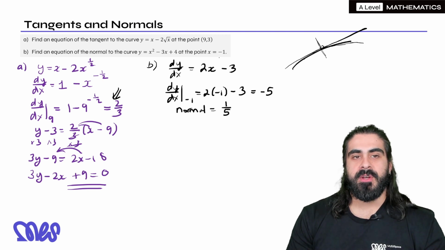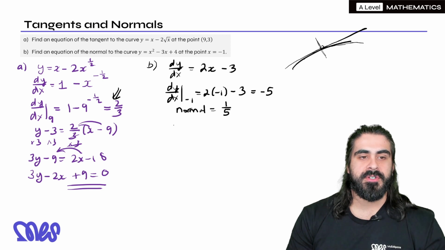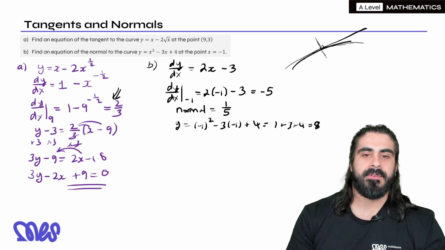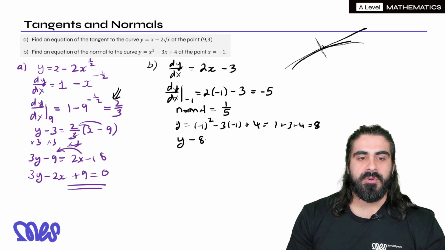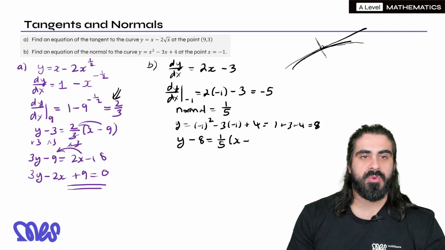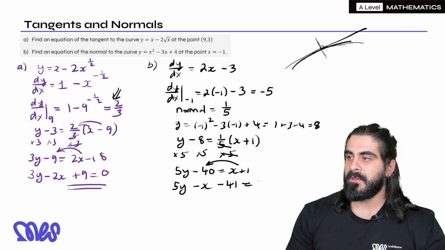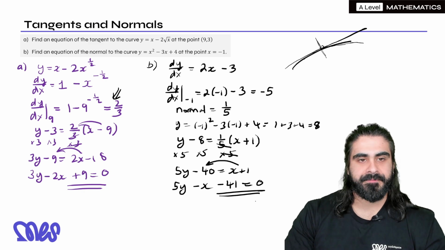We can now use y minus y1. The only thing that's missing is the y coordinate. So we're going to find the y coordinate at minus 1. So we've got 1 plus 3 plus 4, which is 8. So y minus the y coordinate is the gradient of the normal, which is 1/5, times x minus the x coordinate, which is minus 1. So it becomes plus 1, times through by 5, and then we move everything over. So we get 5y minus x minus 41 is 0, and that's our normal.